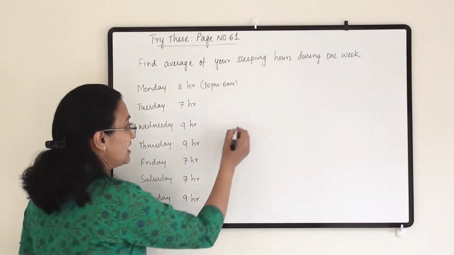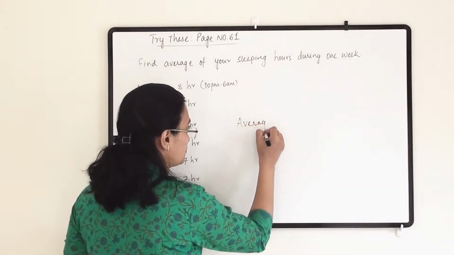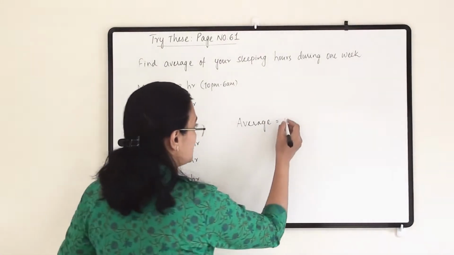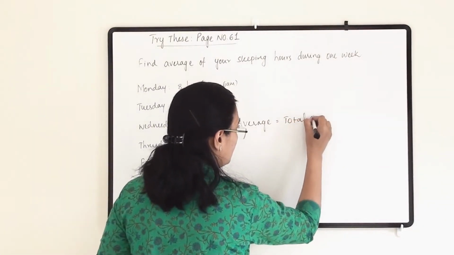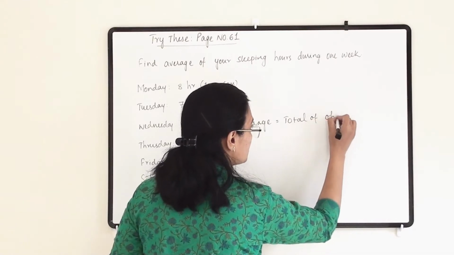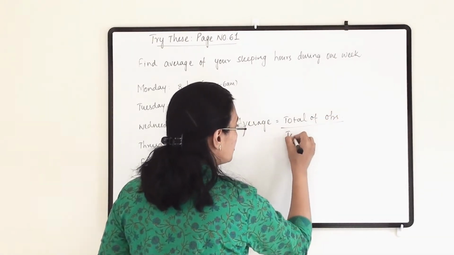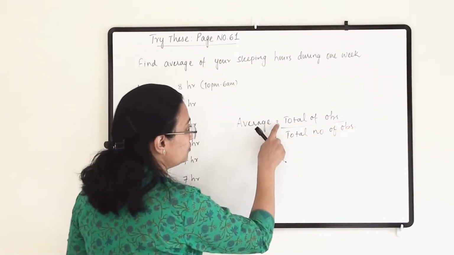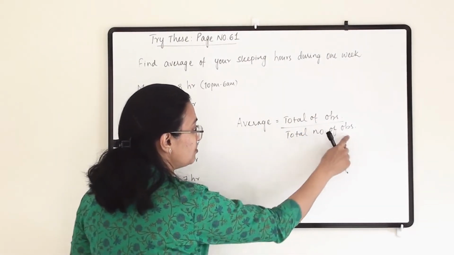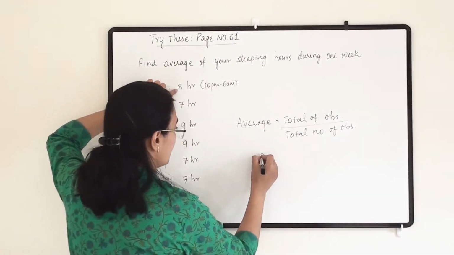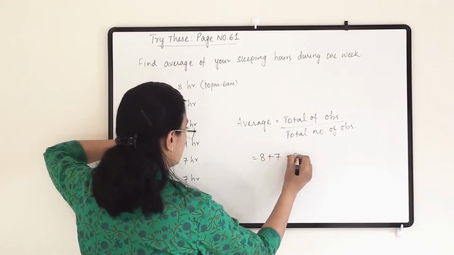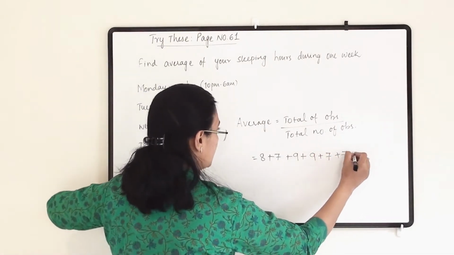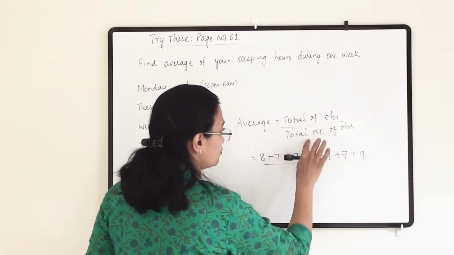When we have to find out the average, average means total of all the observations divided by total number of observations. So here we have to do the total: 8 plus 7 plus 9 plus 9 plus 7 plus 7 plus 9, divided by the total number of observations.